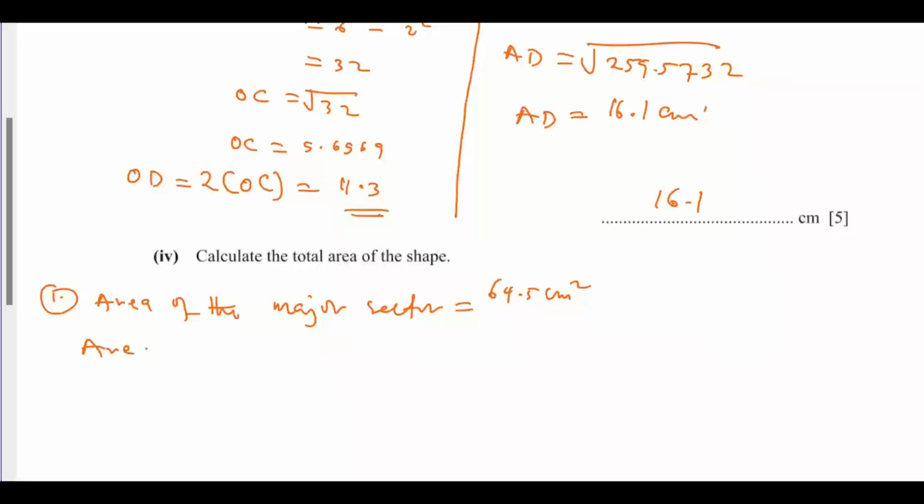So the area of triangle OBC will be equal to the base, 2 times the height, 5.66, over 2.